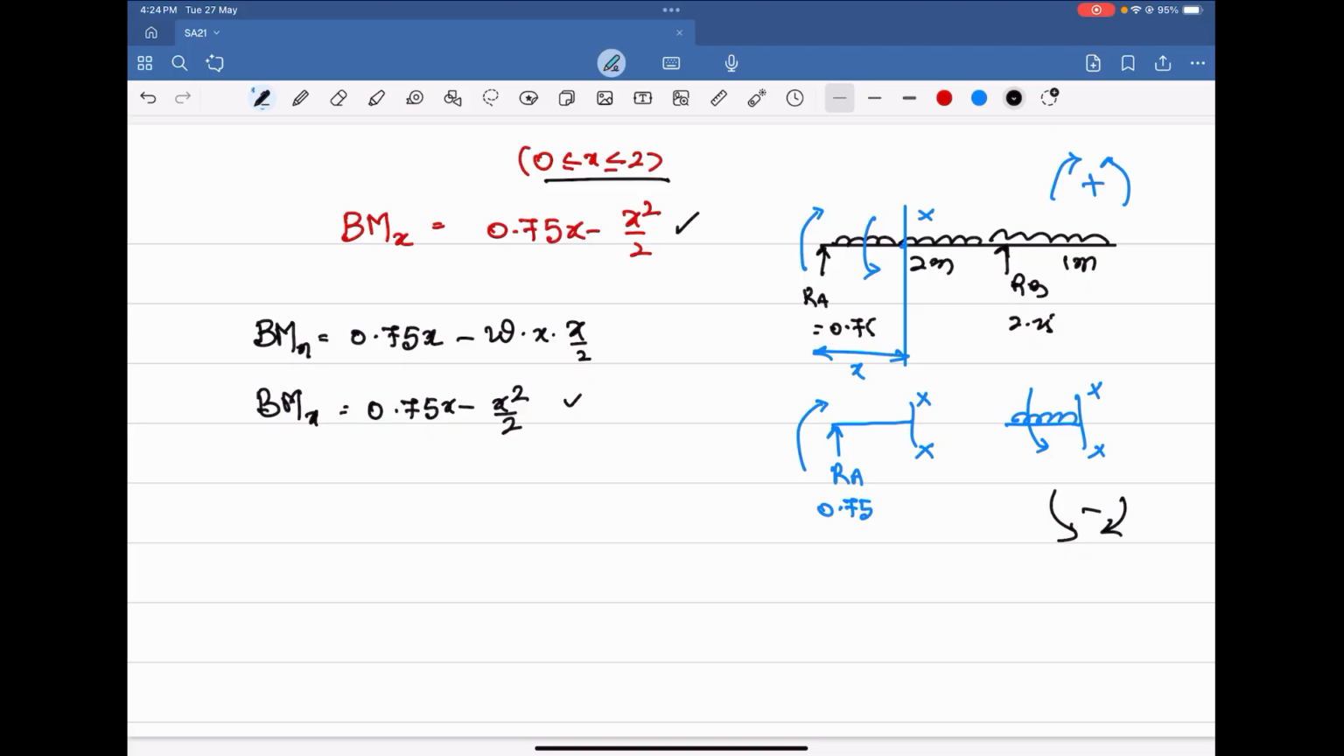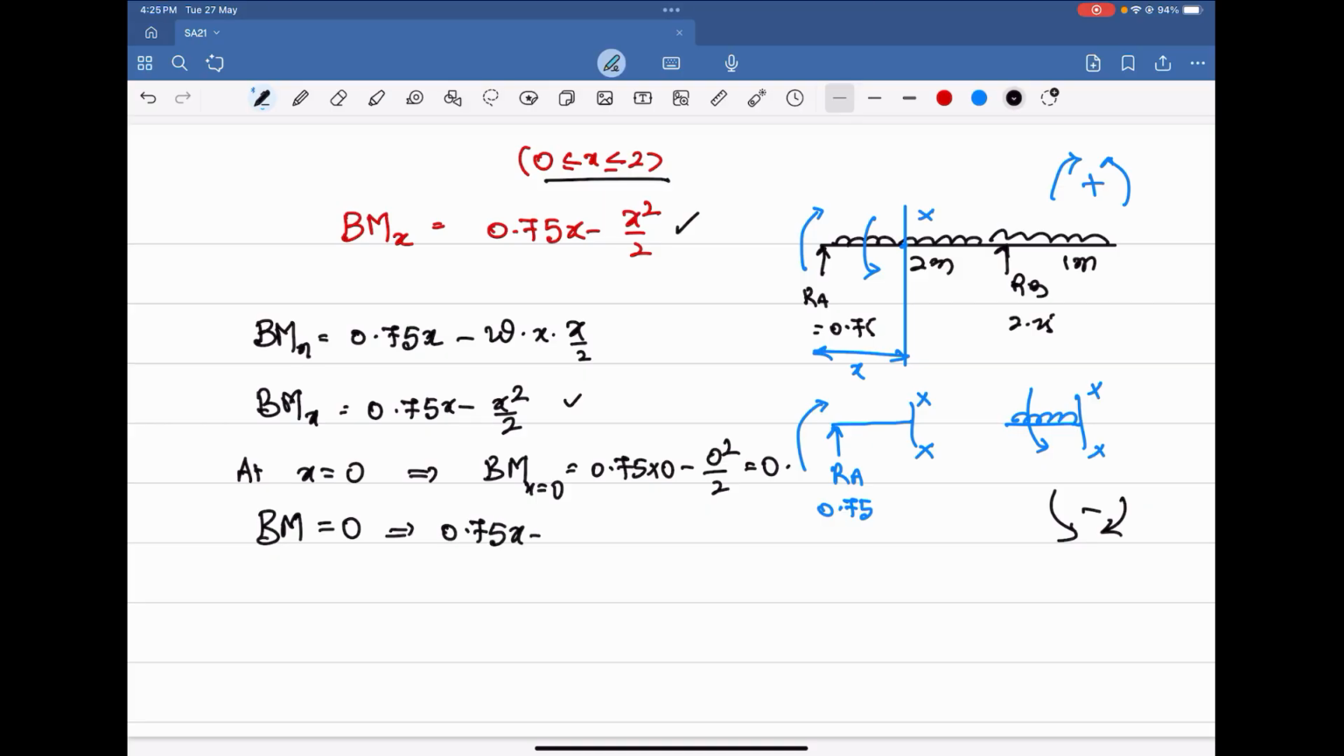Now you have got the bending moment. At x equal to 0, the bending moment, you put 0 in this equation, 0.75 into 0 minus 0 square by 2, that is equal to 0. Bending moment is equal to 0 at what point? Like shear force is equal to 0 at some point we have got, bending moment is equal to 0 at what point?